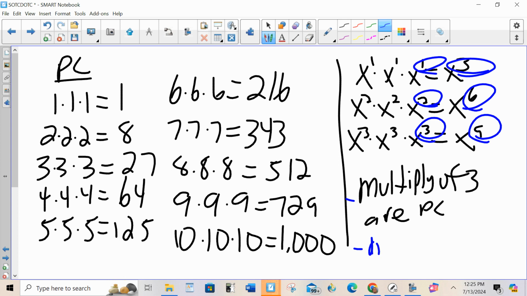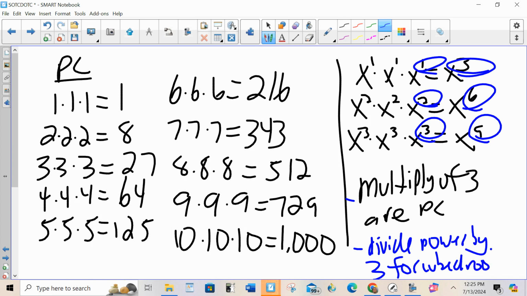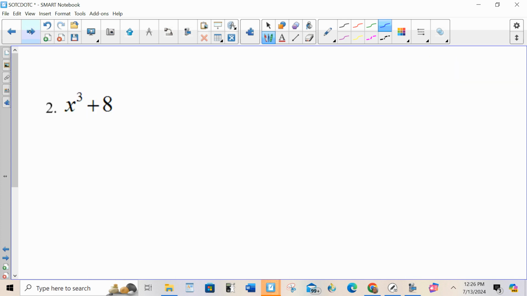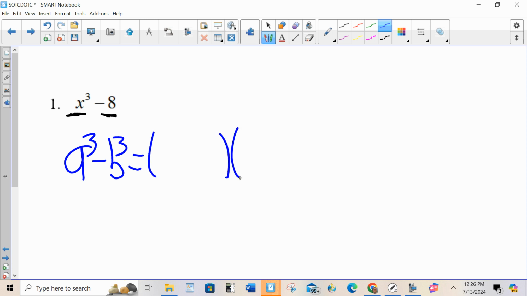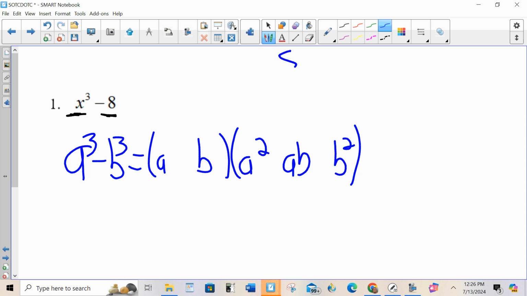We divide the power by 3 for cubed root. So going back to this, yes, they're both perfect cubes. So this is minus, so I write a cubed minus b cubed equals small parentheses, big parentheses, (a, b)(a², ab, b²). So, same, opposite, always positive.